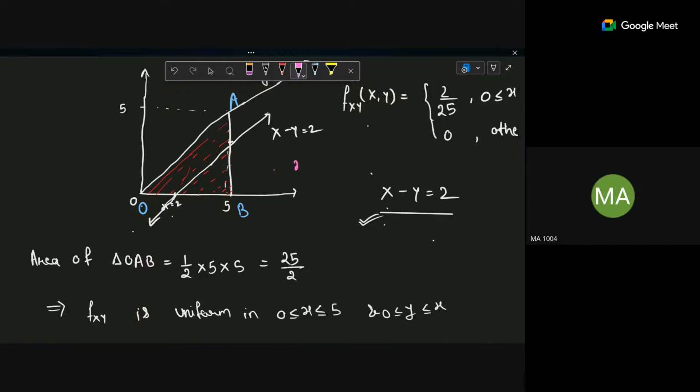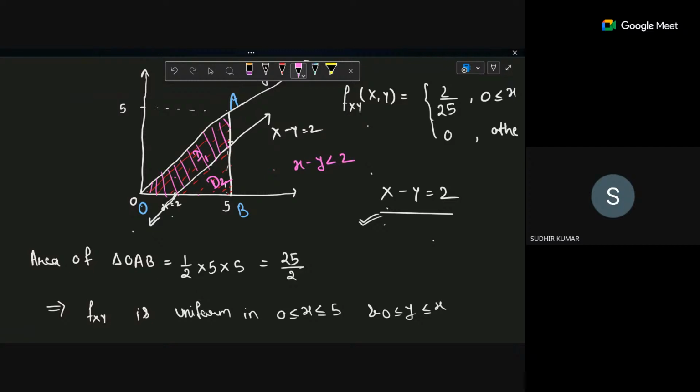We want x minus y to be less than 2. Yes, ma'am, put x and y equal to 0, then we get true, since 0 is less than 2. So which part? Towards the origin, ma'am. Let's say I will call it D1. Okay, everyone is clear with it? So your required region is this one, D1. Fine?